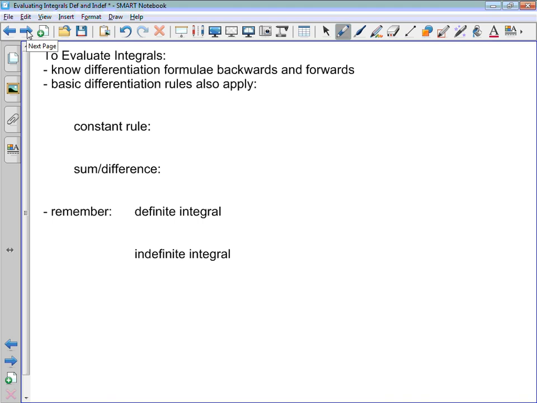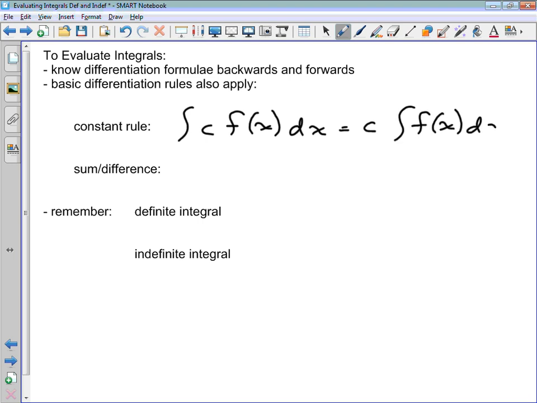Okay. So some general tips here to evaluate integrals. I said here that you need to know the differentiation formulas backwards and forwards because, if you know them backwards, they're antiderivative formulas. All of your basic differentiation rules still apply when we are doing integration. Things like the constant rule: the integral of a constant times some function is equal to the constant times the integral of the function, kind of like the way it worked with differentiation.